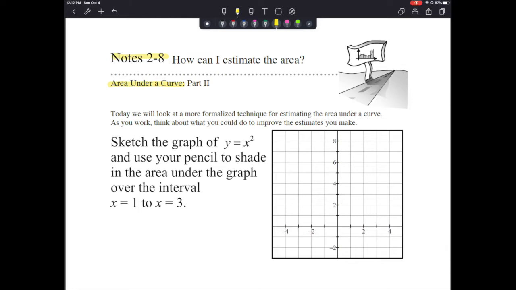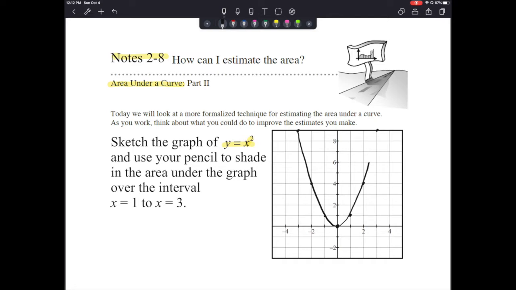The problem on this slide says sketch the graph of y equals x squared and use your pencil to shade in the area under the graph over the interval from 1 to 3. Our function y equals x squared is just our parent graph. We know we have a point at 0, 0, 1, 1, 2, 4, and 3, 9. Let's just reflect those across the y-axis. Sketch in your parabola.